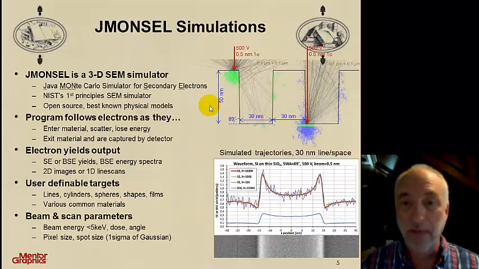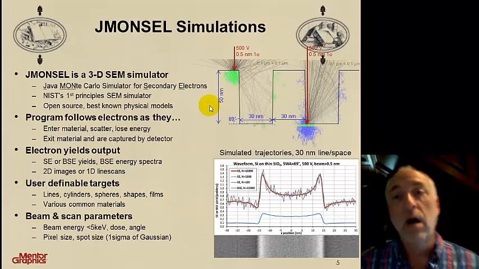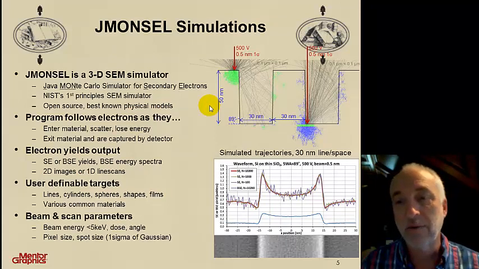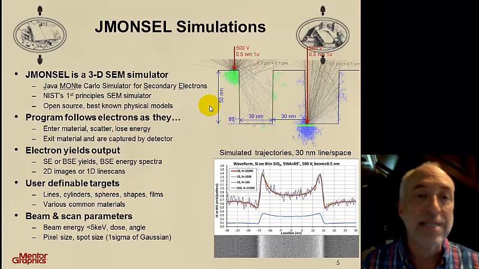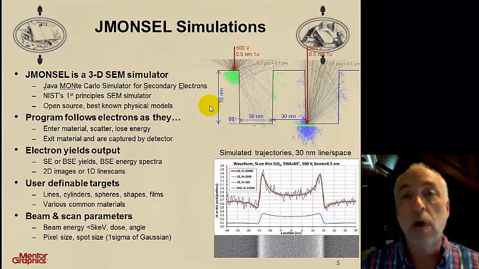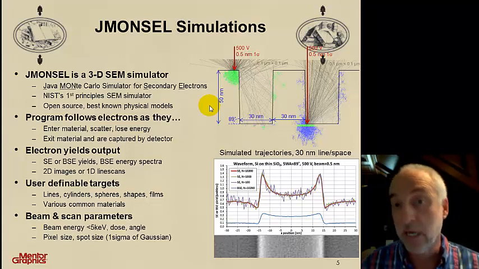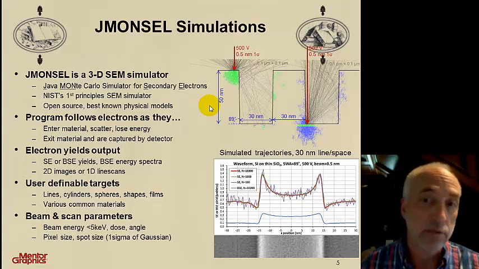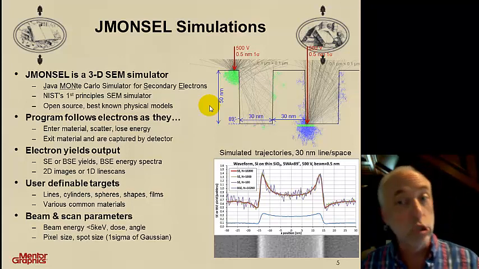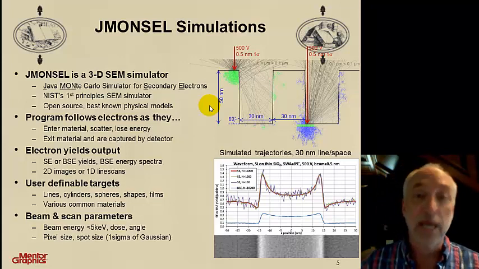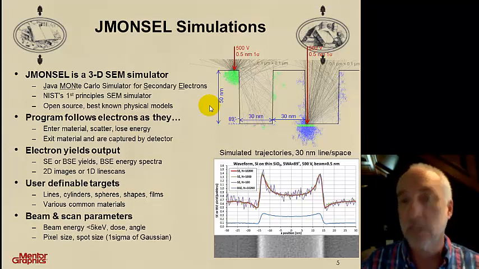So let's see how we're going to do that. We're going to do that by first creating what I'll call a virtual CD-SEM using the JMONSEL Monte Carlo simulator. JMONSEL was developed at NIST, mostly by John Villarrubia. It is a rigorous model to describe the scattering of electrons as they enter into a material, the generation of backscattered and forward scattered electrons and secondary electrons, which then can emerge, interact with the sample, and eventually secondary electrons could be detected by a detector.